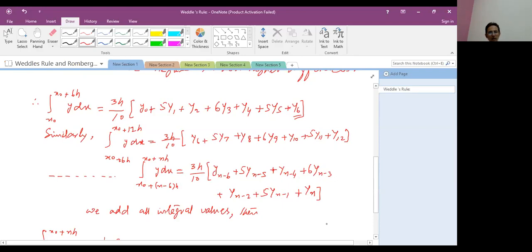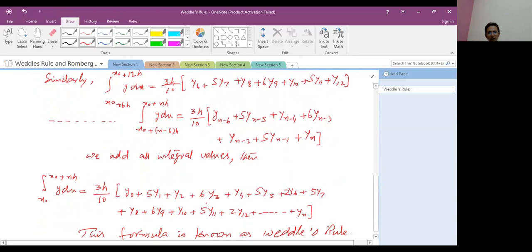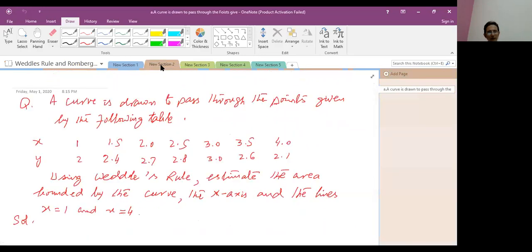So we add all the integral values. It means when we integrate y dx from x0 to x0 plus nh, the formula is 3h over 10 times the sum of the integral values, and we add all the integral values. This formula is known as Weddle's rule. So now student, after deriving Weddle's rule, we will apply it and write an application of Weddle's rule.